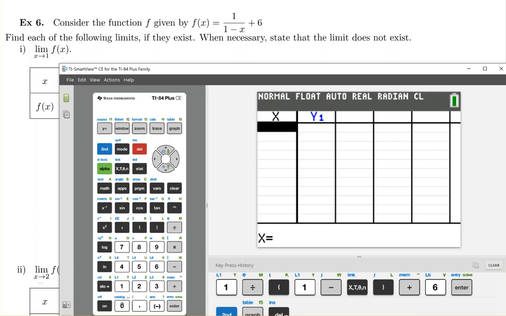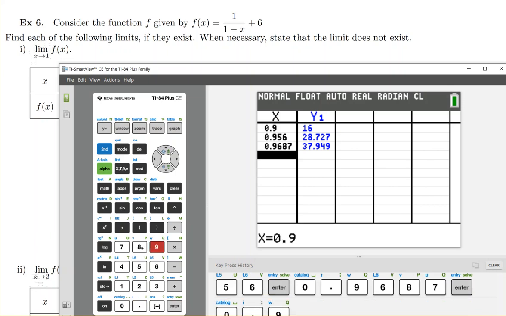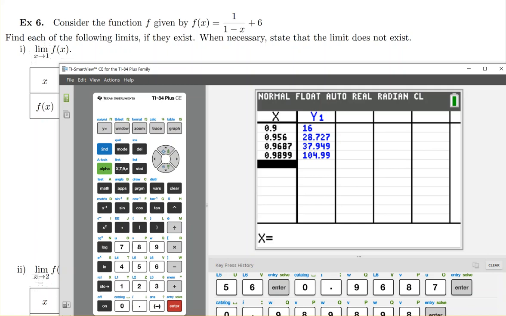So like for example, you can pick 0.9. You can pick 0.956. You can pick 0.96887. You can pick 0.989898, for example. And what are you noticing about these numbers in blue? Are they all looking the same?